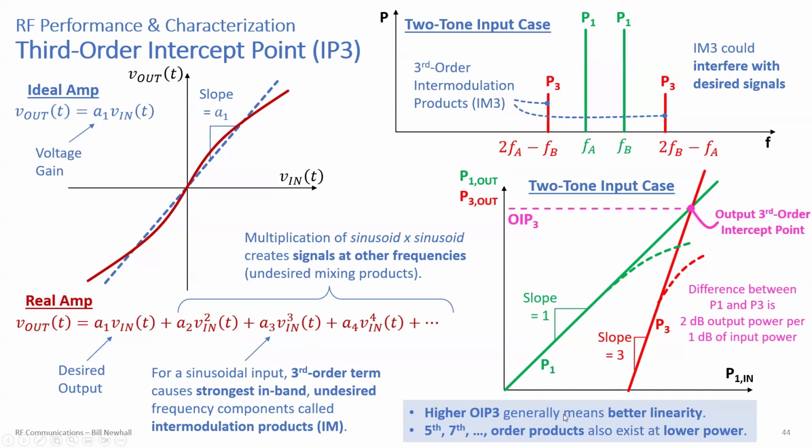So that's how RF engineers typically describe how linear an amplifier is. It's a figure of merit for amplifiers and other components, describing how linear they are.